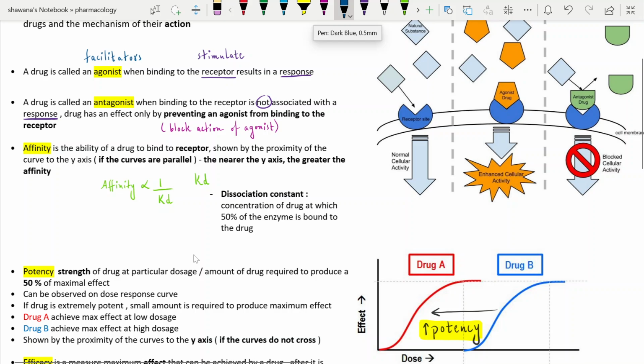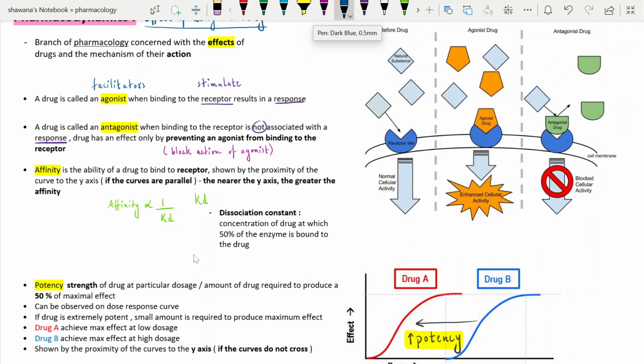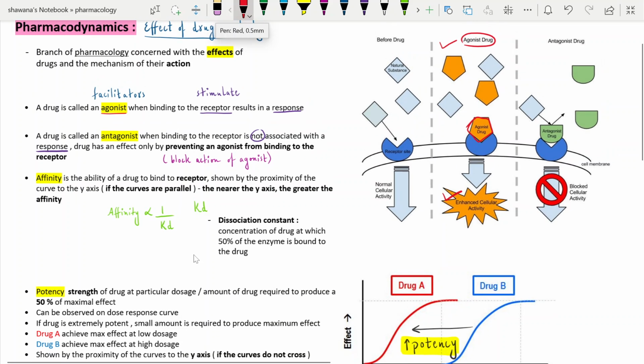There are some terminologies, or I must say definitions. First is the agonist. A drug is called an agonist or a facilitator when it binds to the receptor and stimulates a response. This drug is the agonist drug. As you can see, when the agonist drug binds to the receptor, it enhances the cellular activity, it stimulates a response.